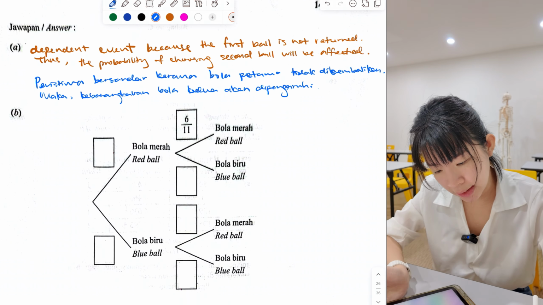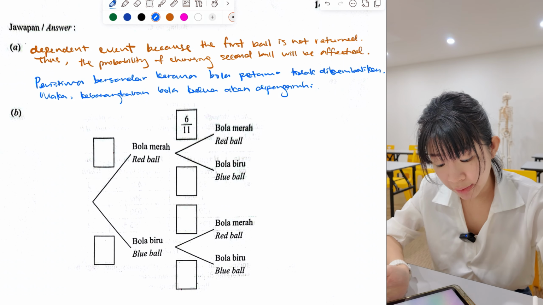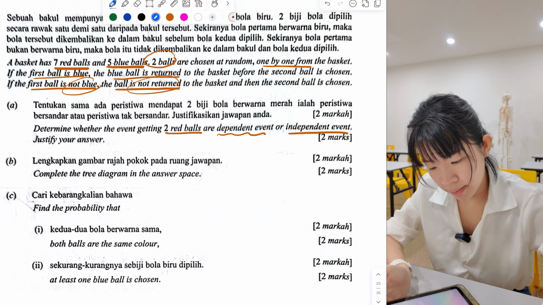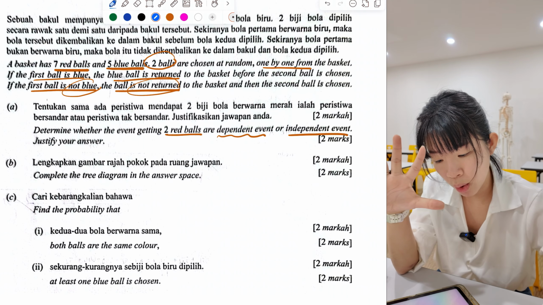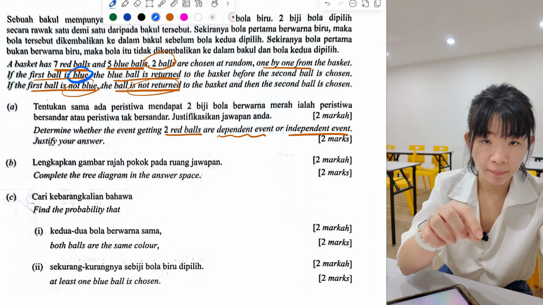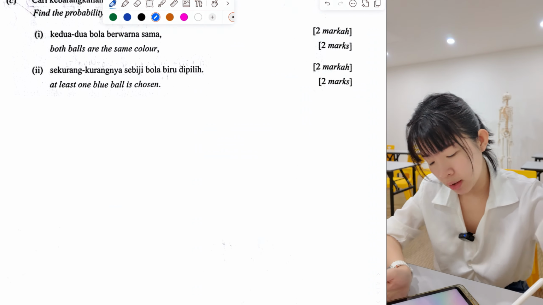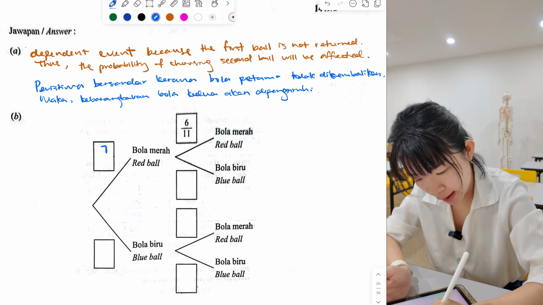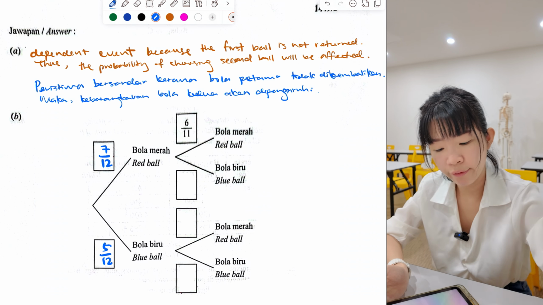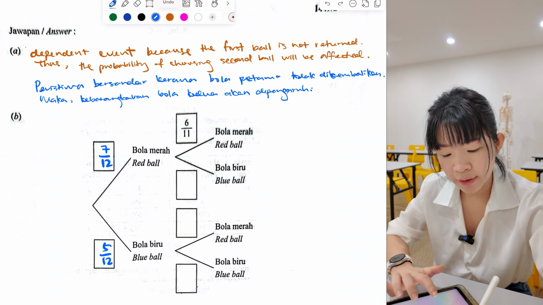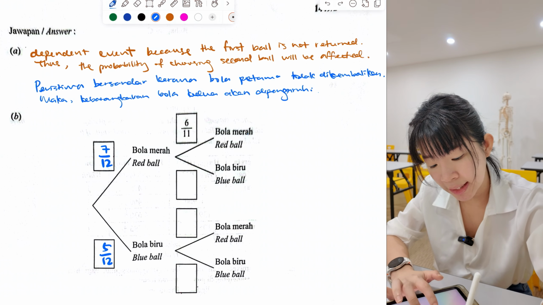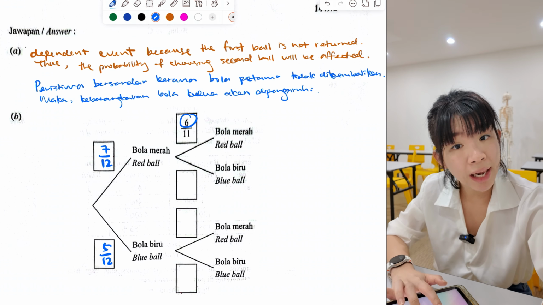Okay, so let's fill in this table, this tree diagram. Now, the red ball has how many? We have 7 red balls, 5 blue balls. So if the first ball is blue, remember blue, put back. If it's not blue, don't put back. So red ball 7/12, blue ball 5/12. So first red, if the second is red also, since it's not blue, then don't put back. So the second time, if you choose red, there will be 1 ball lesser.